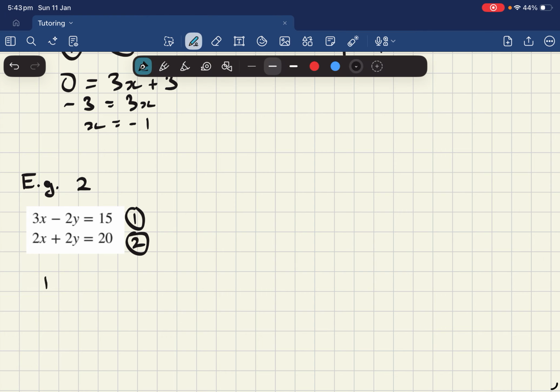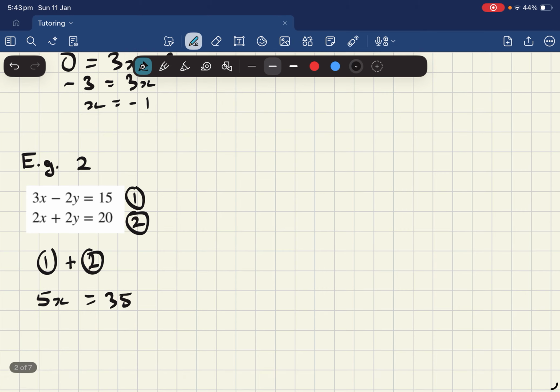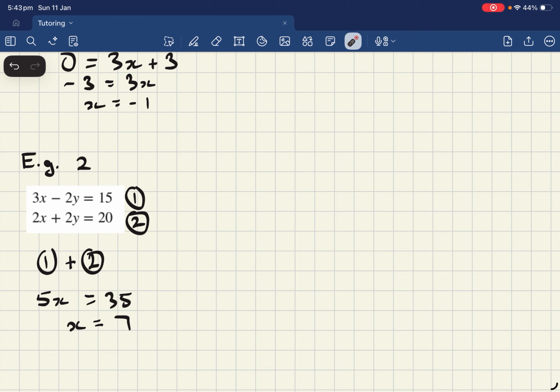So here, we're going to do equation 1 plus equation 2. And I'm going to add each of the parts. So 3x plus 2x gives us 5x. Negative 2y plus 2y gives us 0. So that successfully eliminates the variable. And 15 plus 20 gives us 35. Now we have a simple one-step equation. We divide both sides by 5. That gives us that x equals 7. Now that I have my first pronumeral found, I can substitute into either equation 1 or equation 2. It will give me the same answer.